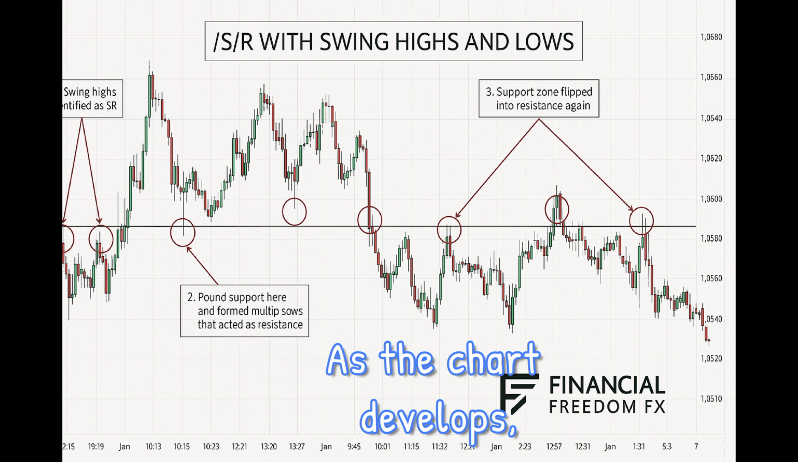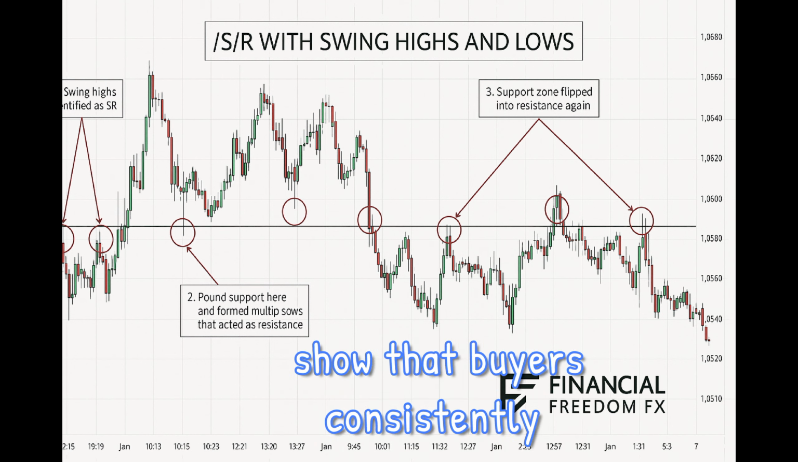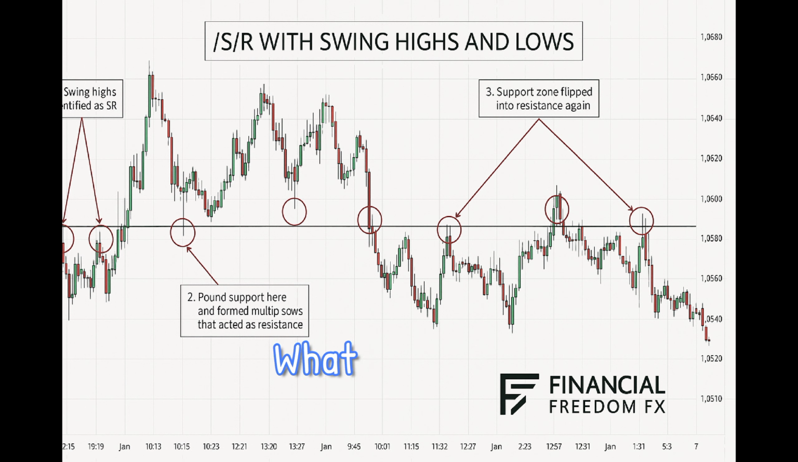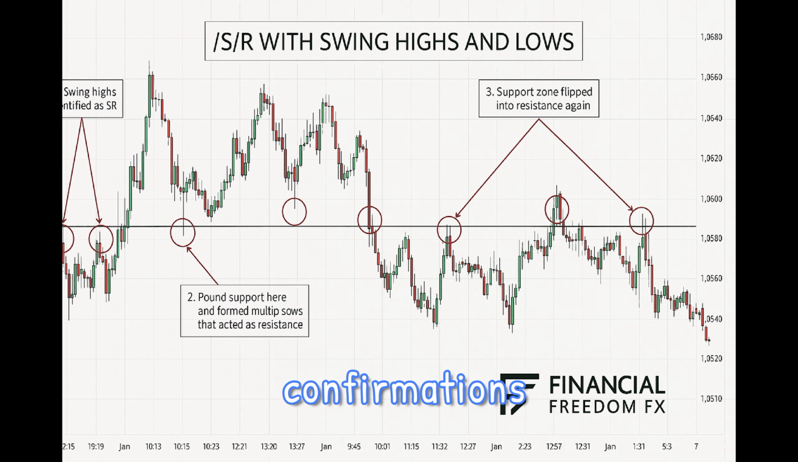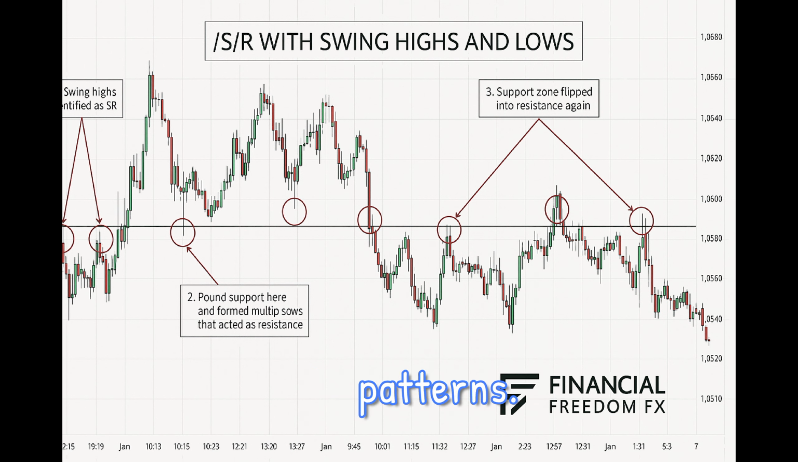As the chart develops, we see price forming several swing lows at the same level. This becomes a confirmed support zone. These repeated bounces show that buyers consistently defend this area. What makes this so powerful is that it wasn't just touched once. It was tested multiple times, and each time the market respected it. This builds trader confidence. Support zones with such repeated confirmations are often considered high-probability areas for long trades, especially when combined with reversal candlestick patterns.